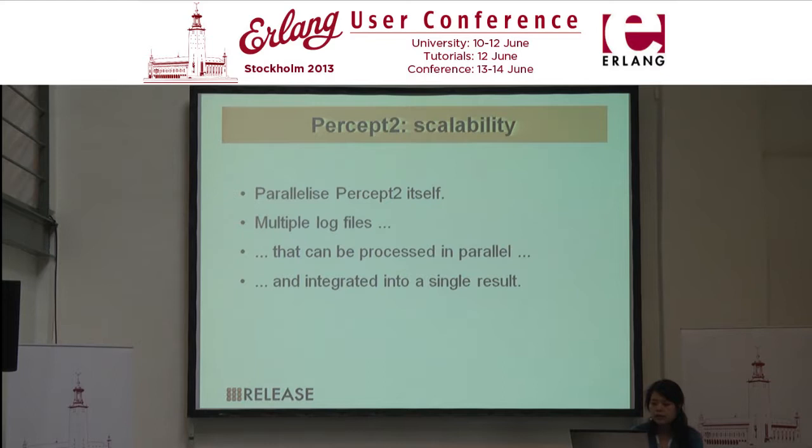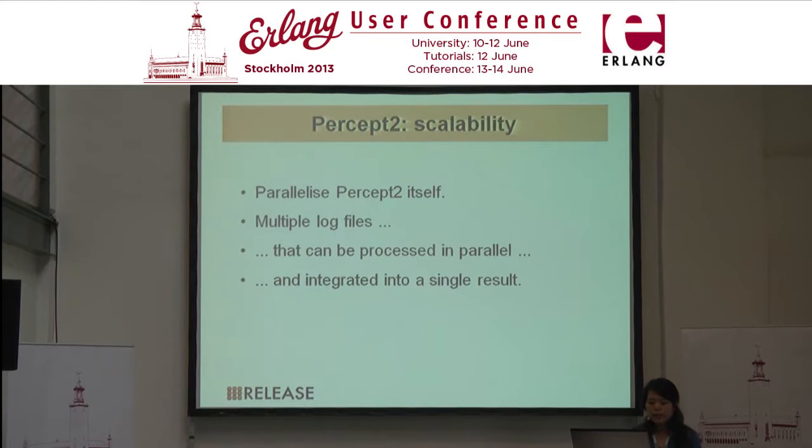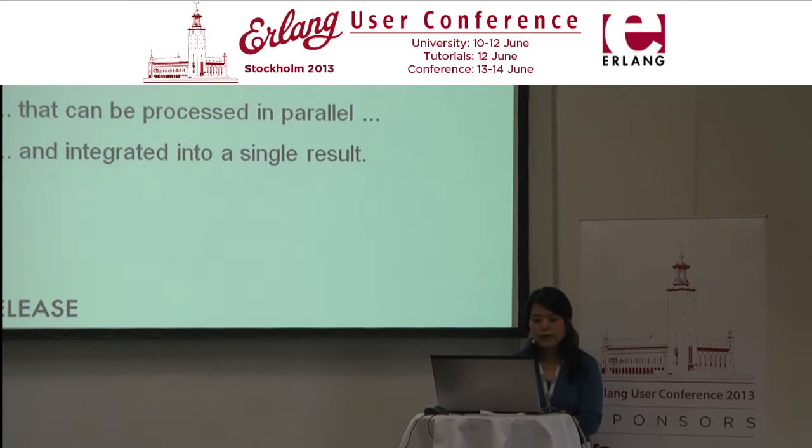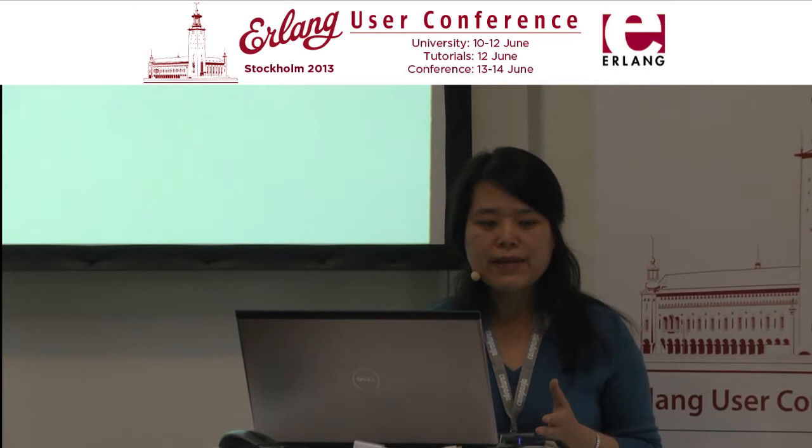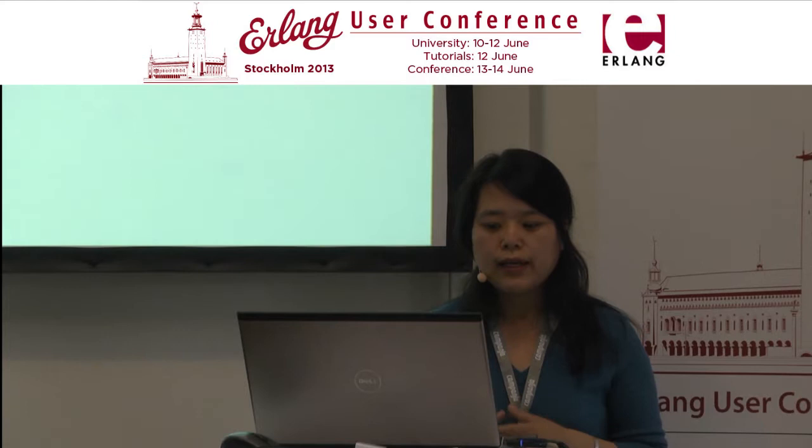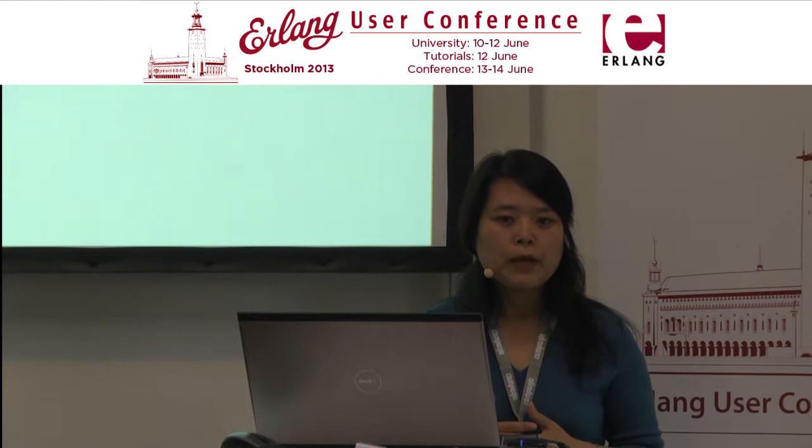Next, about the scalability of Percept. The original Percept was a sequential program. You take the trace file and analyze the trace data one by one, and it's not very fast. To make it scalable, we tried two things. First, instead of analyzing one trace file, we parallelized Percept to analyze multiple trace files in one go. The other thing is, within the analysis of a single trace file, we also try to parallelize it, to make it faster.